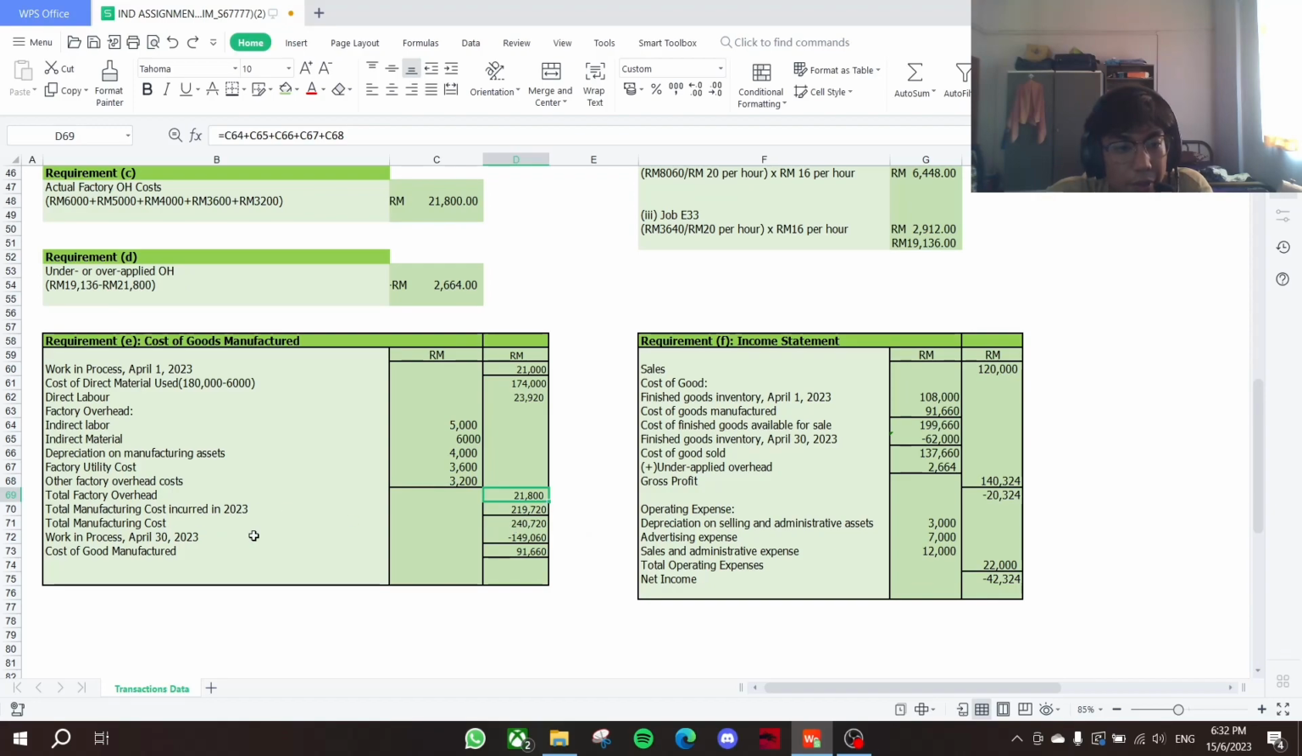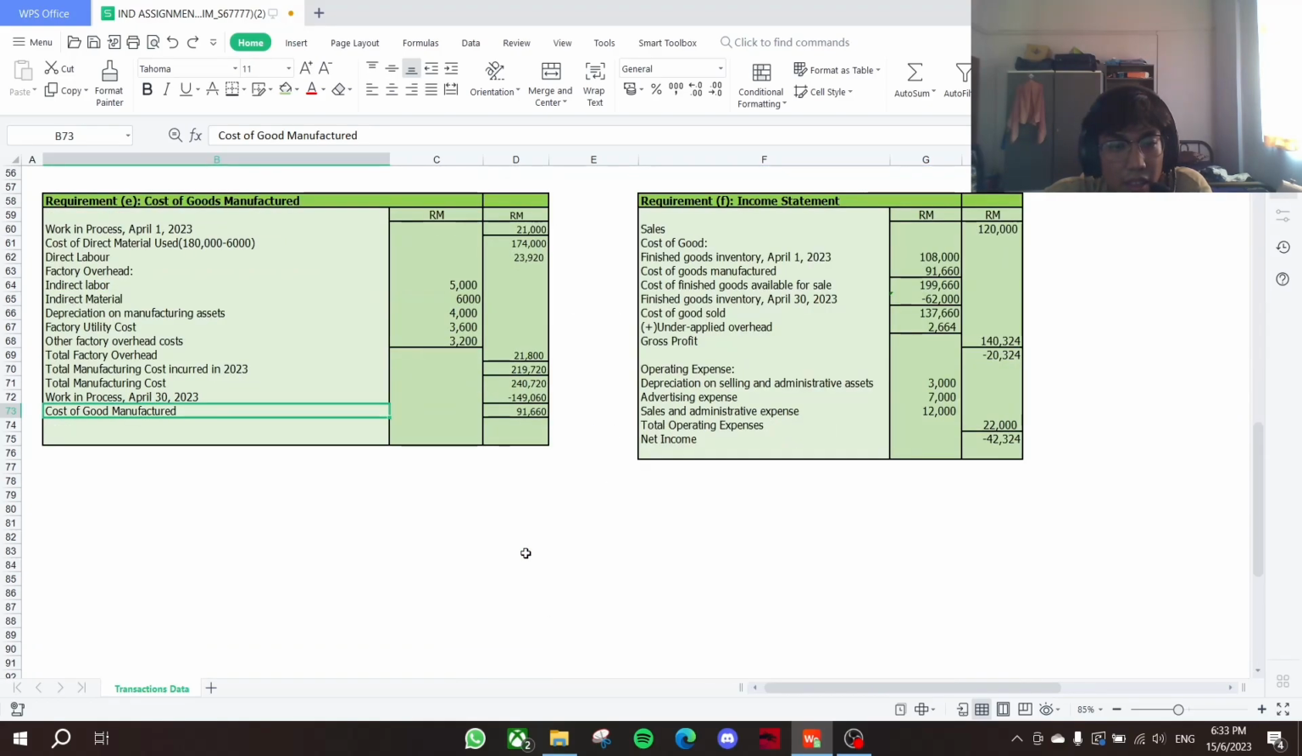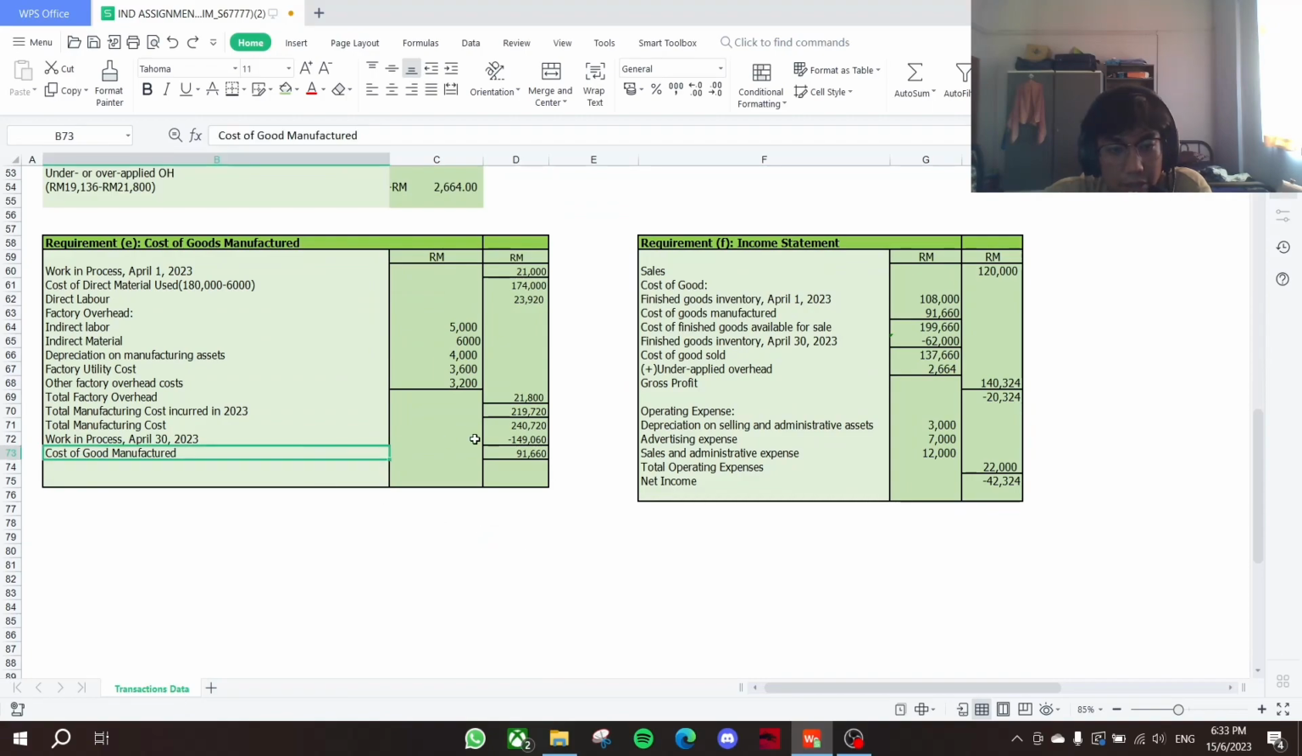219,720. For the total manufacturing cost, we have to add total manufacturing cost incurred in 2023 to the beginning work in process, which we got 240,000, and then we minus the ending work in process, which is 149,060, and then we got the cost of goods manufactured is 91,660.